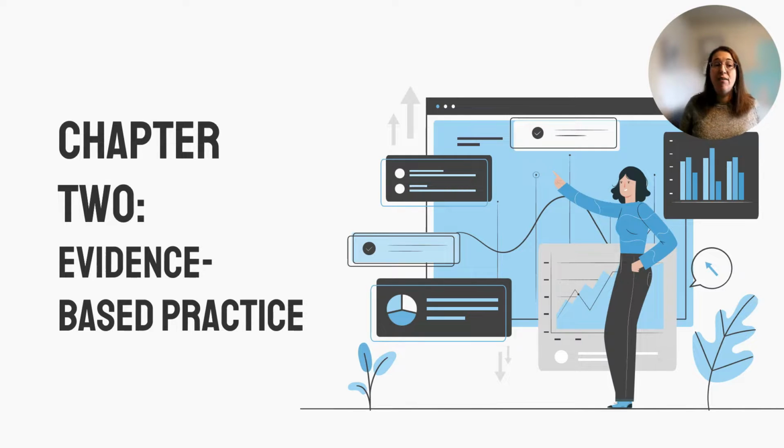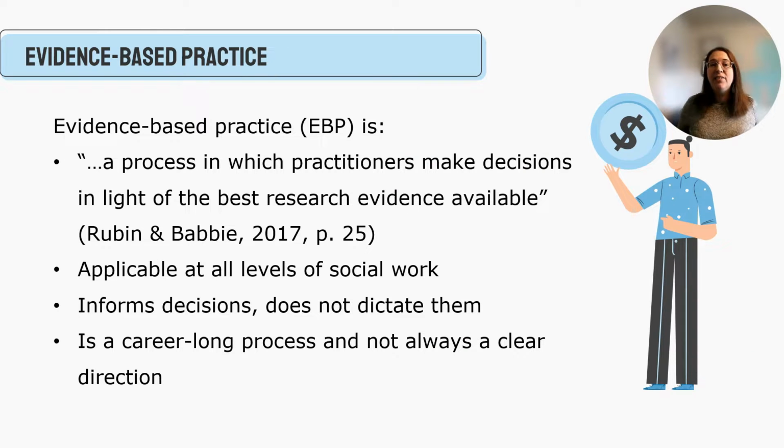So you made it through chapter 1, and now we're going to talk about chapter 2, which really looks at the idea of evidence-based practice and the process that we use to evaluate it. So evidence-based practice is defined by Rubin and Babbie as the process in which practitioners make decisions in light of the best research evidence available.